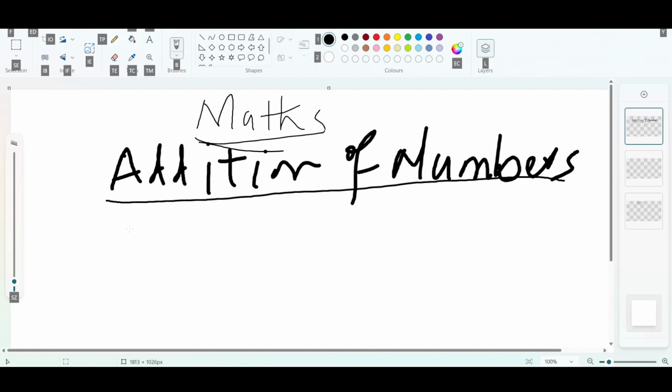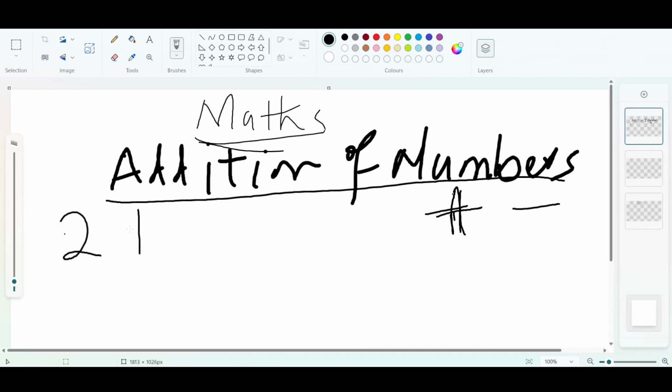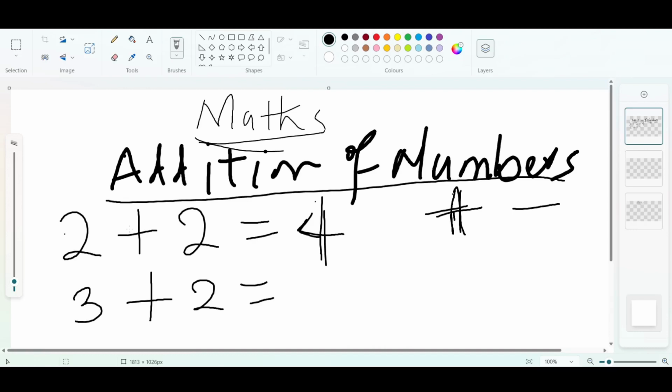So now let's look at addition of numbers. We want to add numbers together. To be able to add numbers together, there are two major signs in mathematics: the positive sign and the negative sign. We want to use them to add numbers together. When we say 2 plus 2, what are you going to get? You're going to get plus 4.